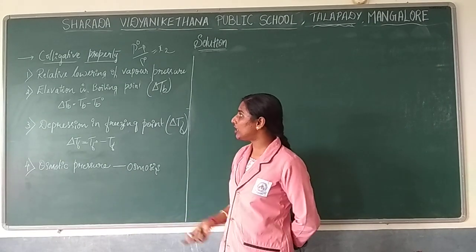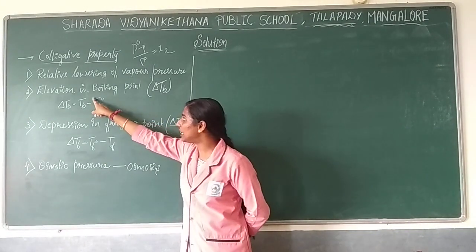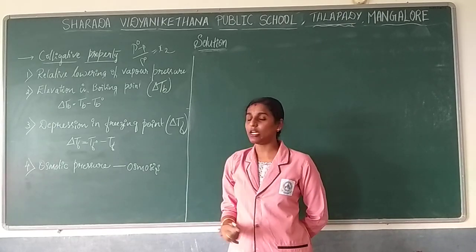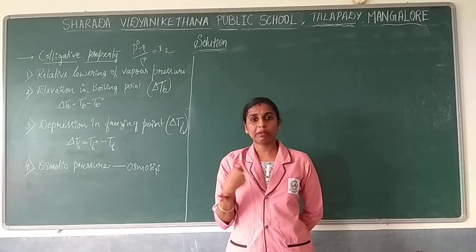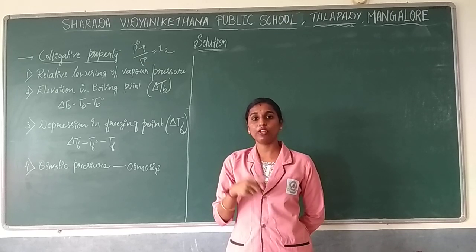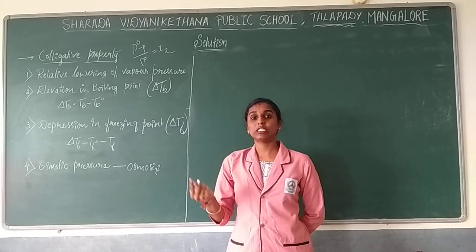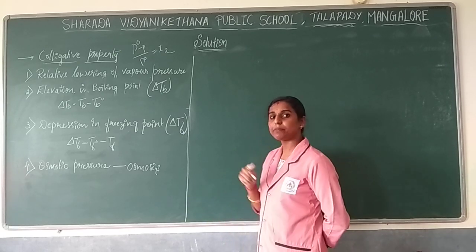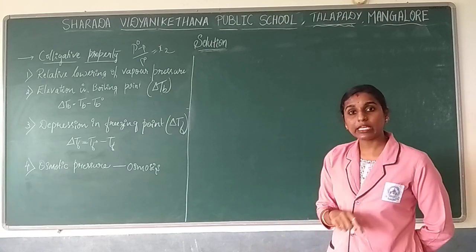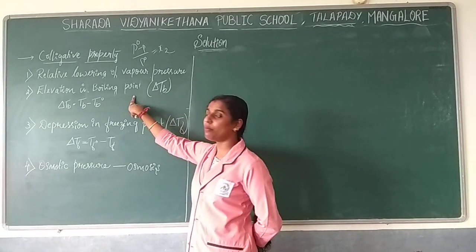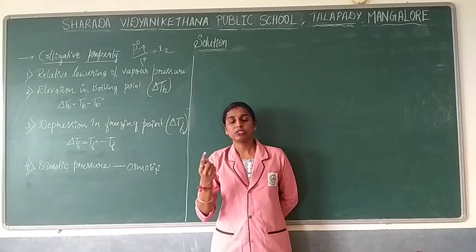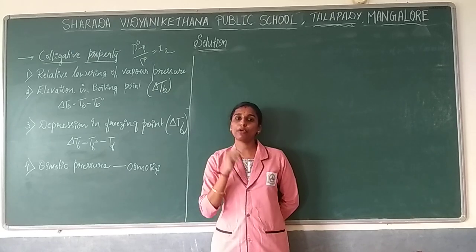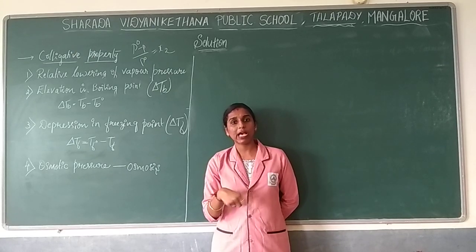Later, with the graph, you learned the concept of elevation in boiling point. If you take pure solvent, it has higher vapor pressure when compared with the solution containing solute particles. For the same pure solvent, if you add solute particles, the vapor pressure decreases. It can be restored by increasing the temperature, so the boiling point also increases. So when you compare with the pure solvent, the solution will have a higher boiling point.